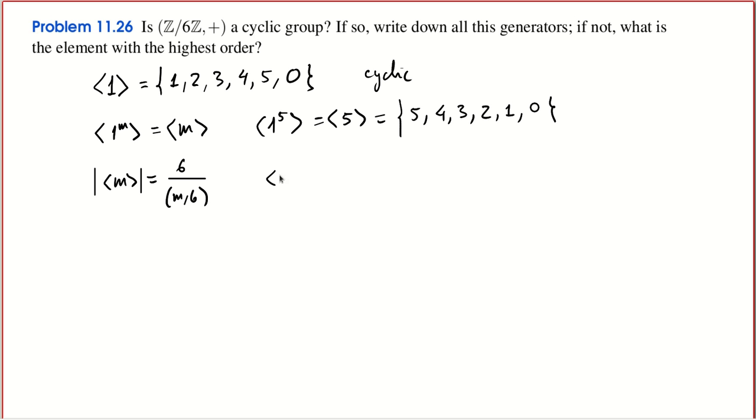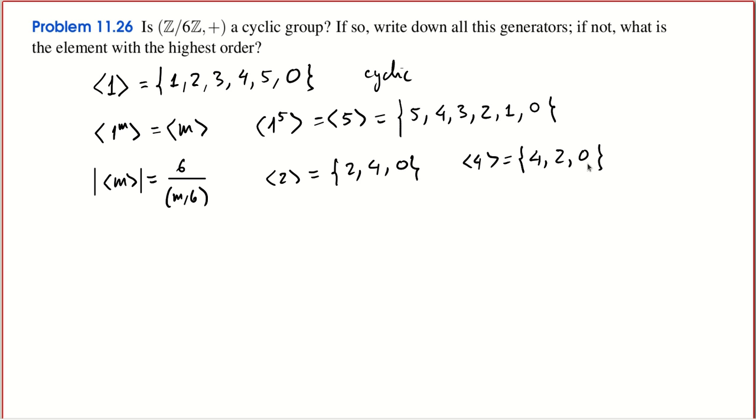So for instance, you take this one. The order of this group would be, this is 2, so there would be 3. And that's it, because you have 2. 2 plus 2 is 4, and 4 plus 2 is 6, which is 0. Same as 4, because 4 is the inverse of this element, so it generates exactly the same subgroup. You have 4 here. 4 plus 4 is 8, which is 2 modulo 6, and 2 plus 4 is 6, which is 0 modulo 6.